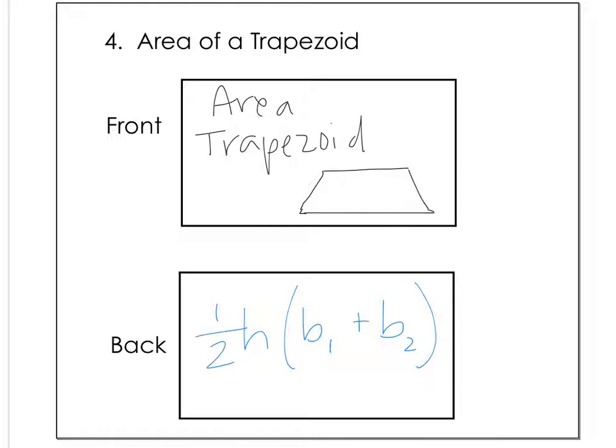Now, where the bases come from is base 1 would be the smaller base up top. Base 2, typically we call that the bottom one, slightly larger one. And then the height comes in here, where if I draw this line straight down, this is the height right here. So this would be h for height. So I use 1/2 for the formula, 1/2 times my height times the quantity base 1 plus base 2.